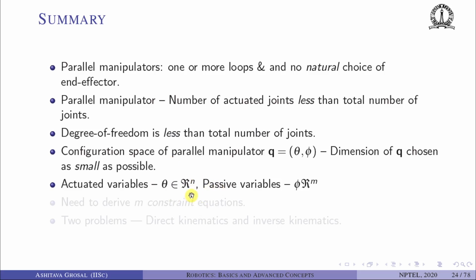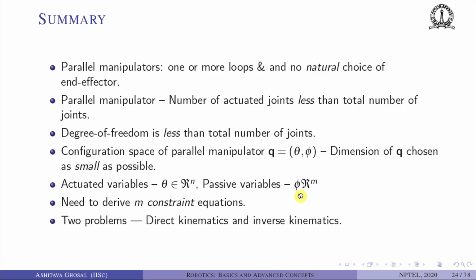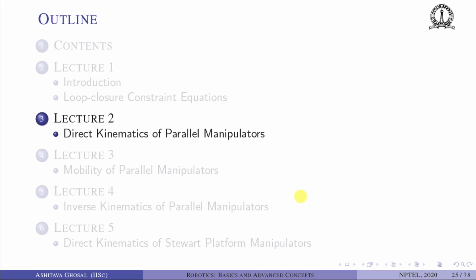Typically there are n degrees of freedom in a parallel robot, so theta will be n dimensional, and if you have m passive variables, they form an m dimensional space. So we need to derive m constraint equations. Here phi should be an element of R^m. In order to solve for these passive variables, we must have m constraint equations. And as I said, there are two problems: direct kinematics and inverse kinematics of parallel robots. With this we will stop, and in the next lecture we'll look at direct kinematics of parallel manipulators.